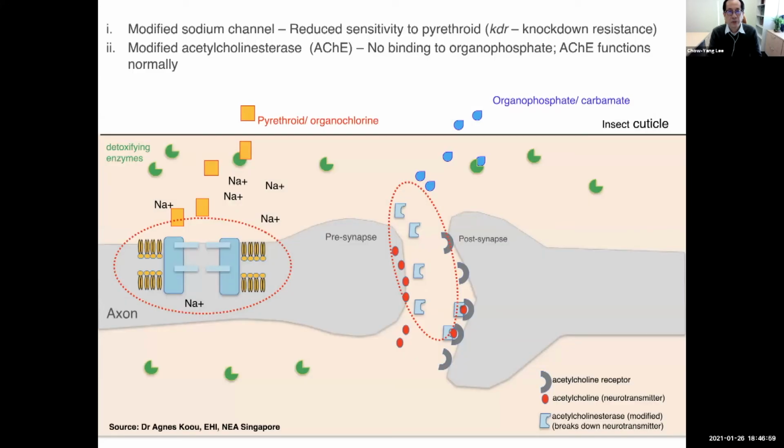For target site resistance, as mentioned before, there are two types of target site resistance in mosquito. There are more in other types of insects, but for the purpose of this course, we're only going to discuss these two. You have the modified sodium channel, which has reduced sensitivity to Pyrethroids and DDT. And then you have the altered acetylcholine esterase, which will have an impact on OPs and also Carbamate.